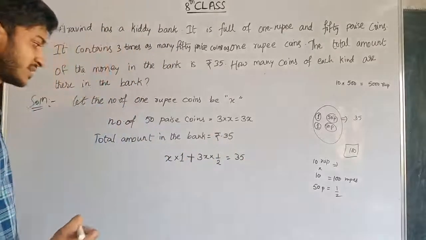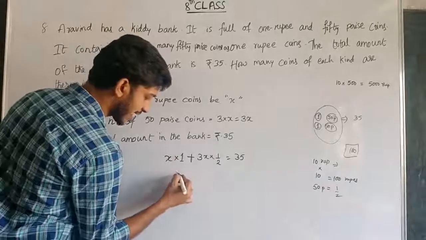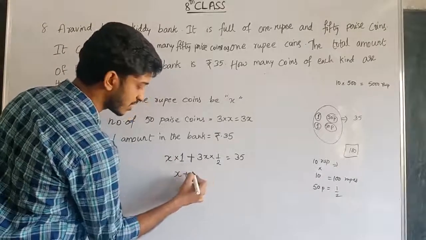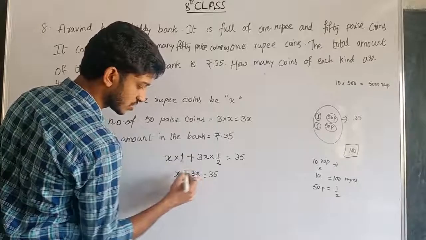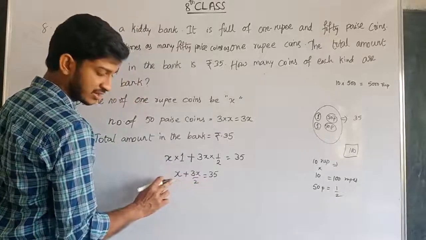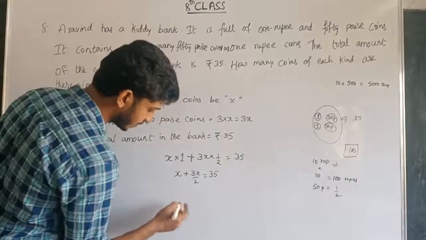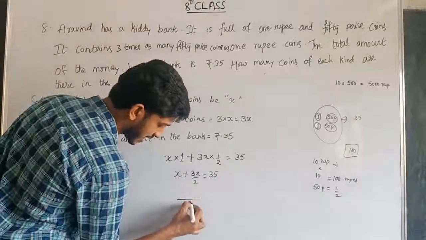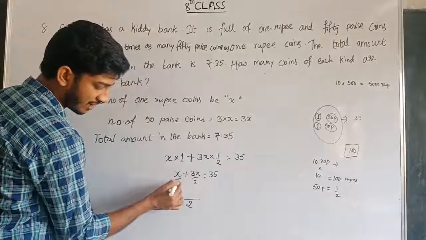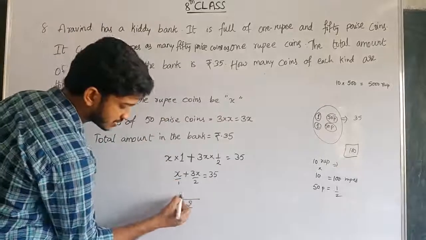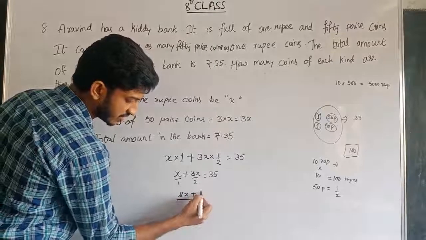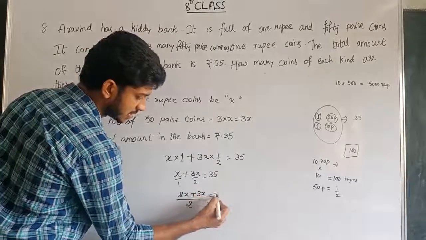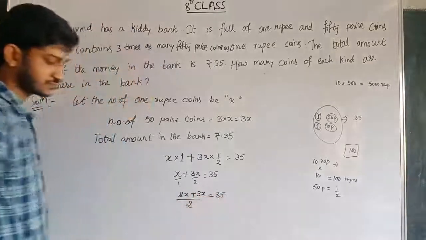Now see here, x into 1 equals x, plus 3x into 1/2 equals 3x by 2, equal to 35. So here this is a whole number and this is a fraction. I am taking the LCM, which is 2. In the one table, 2 into x is 2x, plus in the 2 table, 1 into 3x equals 3x, equal to 35.